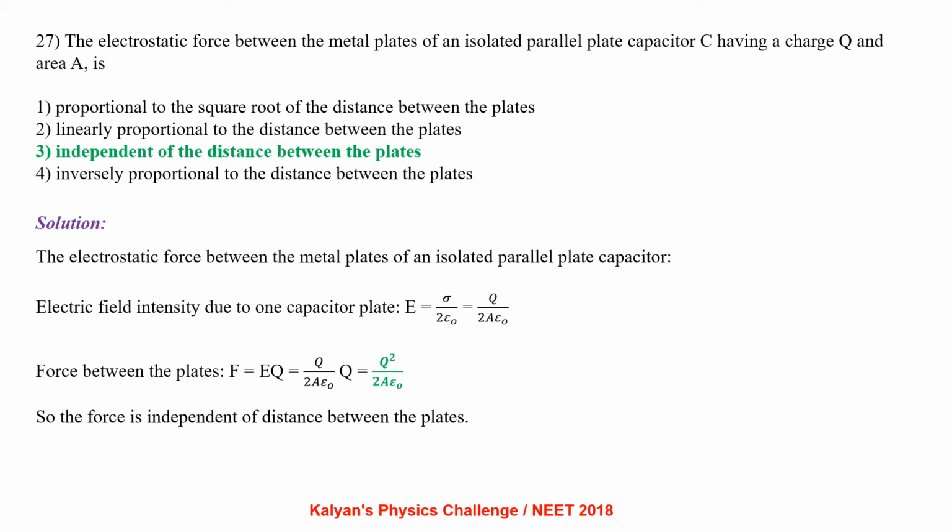The electrostatic force of attraction between two oppositely charged plates of a parallel plate capacitor is given by the formula Q square by 2A epsilon naught, from which we can see the electrostatic force is independent of distance between the two plates.